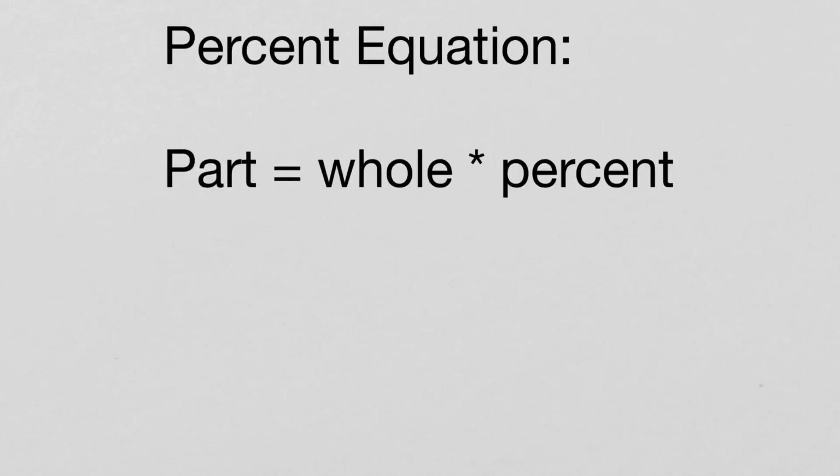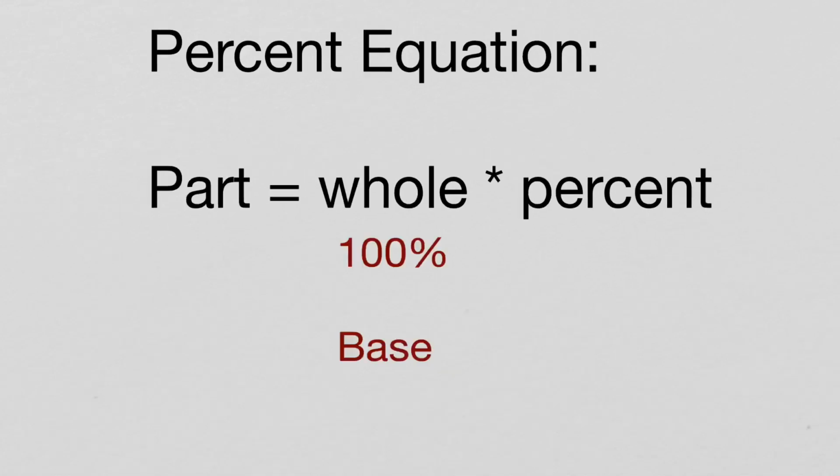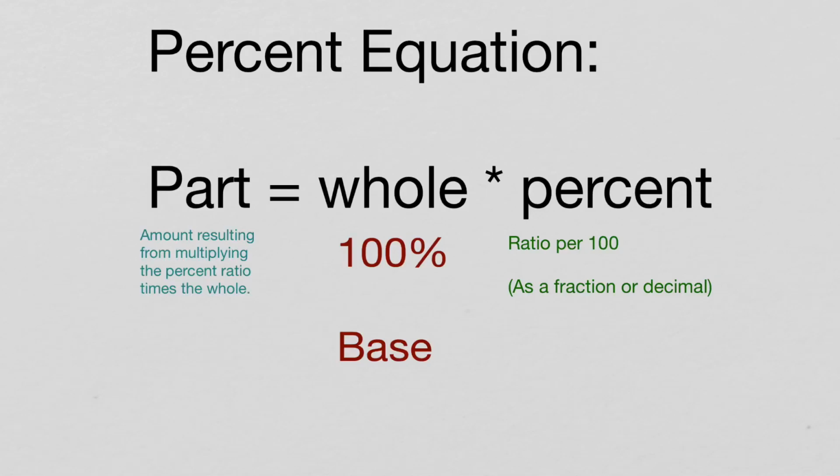Percentages review number 3. This video will cover using the percent equation or proportions to compare parts, wholes, and percents. The percent equation can be written as part equals whole times percent. The whole is 100% and may also be referred to as a base. A percent is the ratio per 100 and is reported as a fraction or a decimal. The part is the amount resulting from multiplying the percent ratio times the whole.